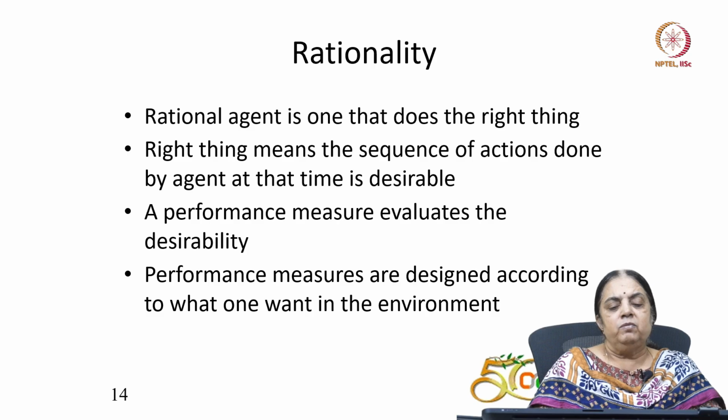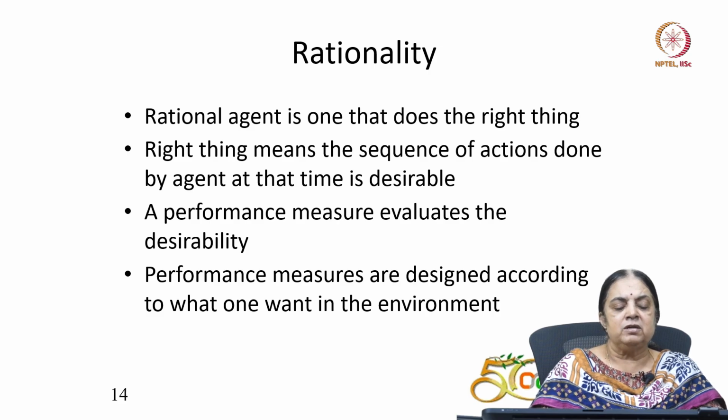When we say an agent behaves in a rational manner, what does it mean? It means that it does the right thing. So what do you mean by right thing? It is what is desirable at that point in time. So the sequence of actions done by the agent at that time is desirable. That's what you mean by rationality, and usually you have a performance measure which evaluates the desirability of an action. The performance measures are designed according to what one wants in the environment. It's not part of the agent, the performance measure.